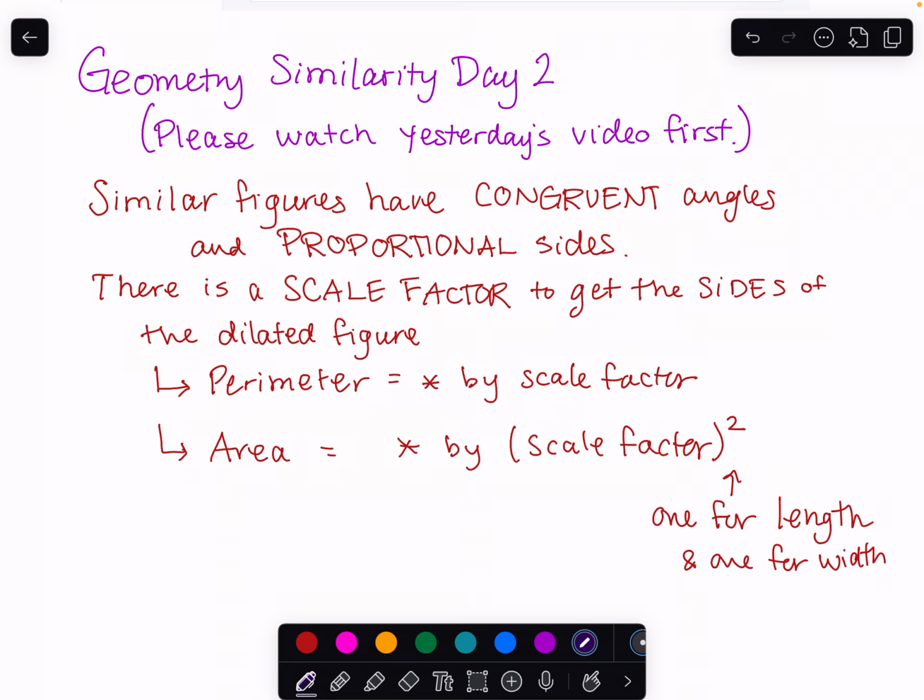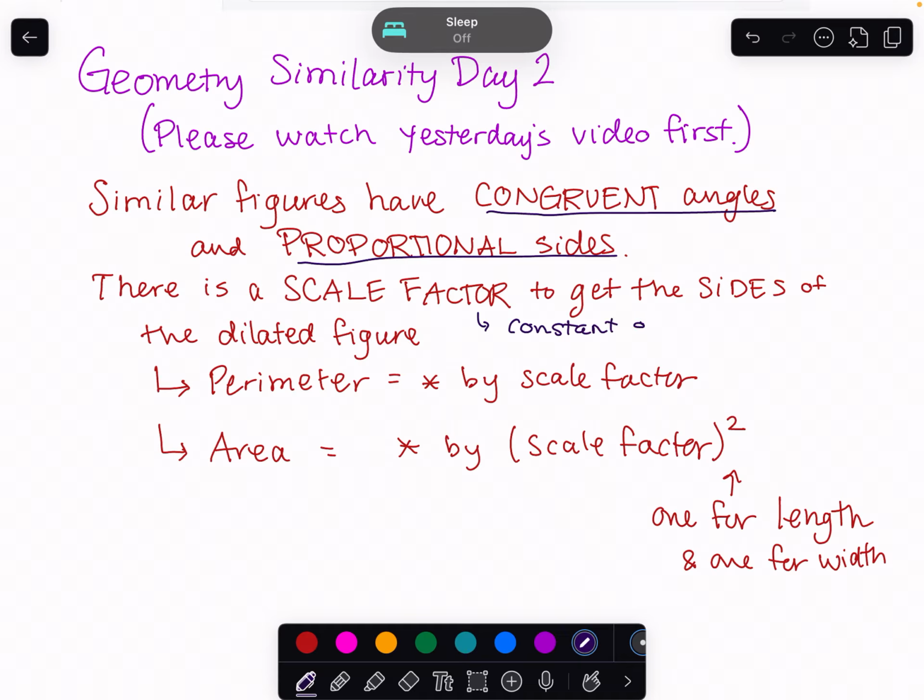What we are talking about today is we're going to continue our discussion on similar figures. Similar figures, as you may know, have congruent angles and proportional sides. Then there's the scale factor. Another way of putting it is it's the constant of proportionality, to get the sides of the dilated figure, right? So we start with the original one and we would multiply it by something to get the new dilated figure.